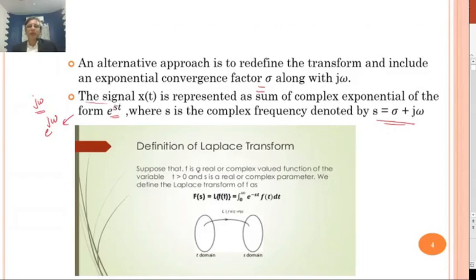This transform is nothing but conversion from one domain into another domain. If we transform the signal from the t domain to the s domain, this is the Laplace transform, and if we transform that signal from the time domain into the frequency domain, then it is the Fourier transform.